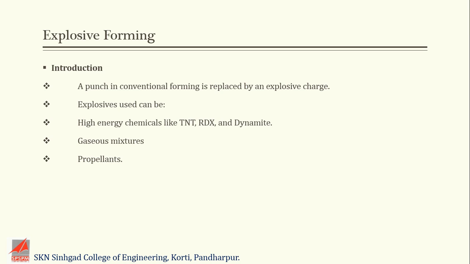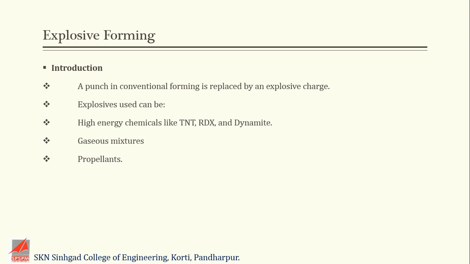Whatever punch we are using in case of conventional forming process is replaced by an explosive charge. Means in a controlled atmosphere we have to carry out the explosion. Explosion means blast, and the waves created by that explosion we have to use for deformation of the metal.